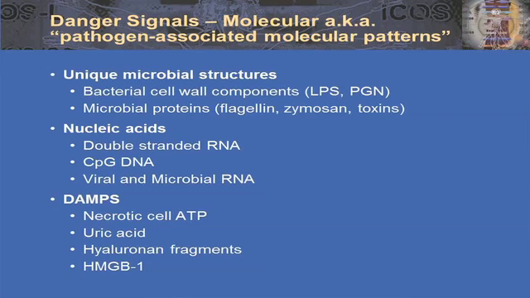But this is also recognizing that these danger signals can be endogenous or exogenous. And here are some examples of these danger signals. Obviously, we see bacterial cell wall components, and we'll talk about lipopolysaccharide. We've known about this for decades and decades. Microbial proteins such as flagellin or toxin from these things, we can get that.